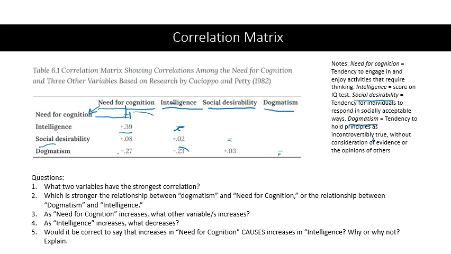You might wonder why these cells are blank, and it's simply because it would make it too busy for your eye. So we could fill these in. The relationship between dogmatism and need for cognition is still going to be minus 0.27, so we could fill it in. It'll be the same as it is here. The relationship between intelligence and need for cognition is going to be the same, so we could fill it in here and put our 0.39. But that would make it pretty busy for the eye, so usually just one set is listed.